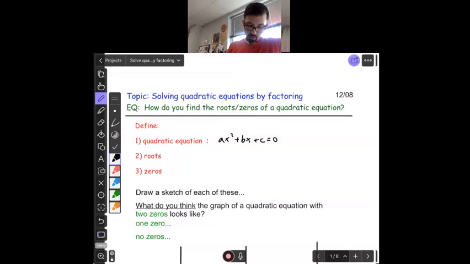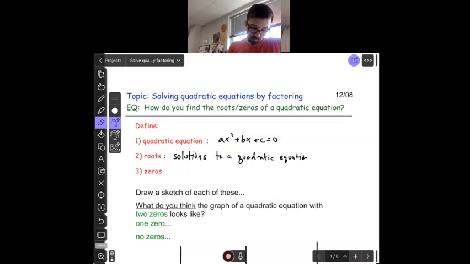And then the roots of a quadratic equation are just the solutions. So you guys might have heard me use the word roots or root a couple times, so nothing real like I would have pointed out over and over again. But here we are kind of using that word more directly. So the solutions to a quadratic equation are its roots. And then zeros are the x-intercepts.